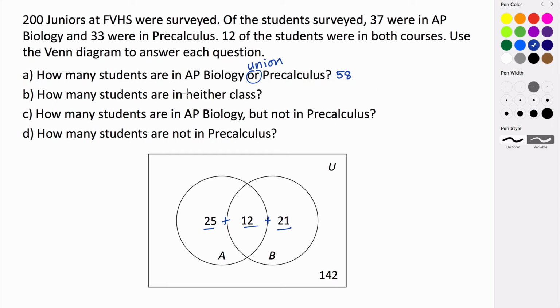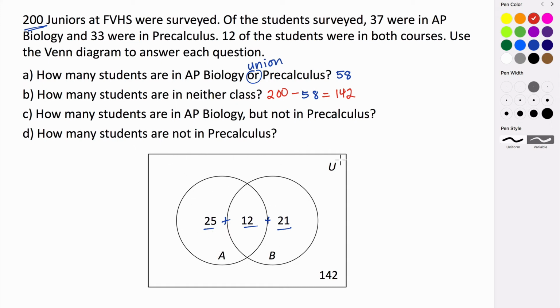Part B asks how many students were in neither class. We know that there were a total of 200 juniors. If 58 of them were in AP Bio or Pre-Calculus, then we can quickly figure out how many were in neither. So it would be 200 minus the 58 that are in those two classes, which equals 142.